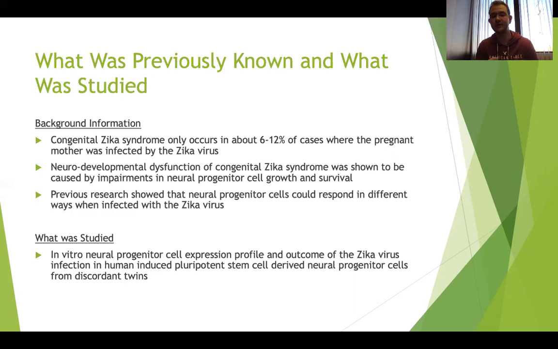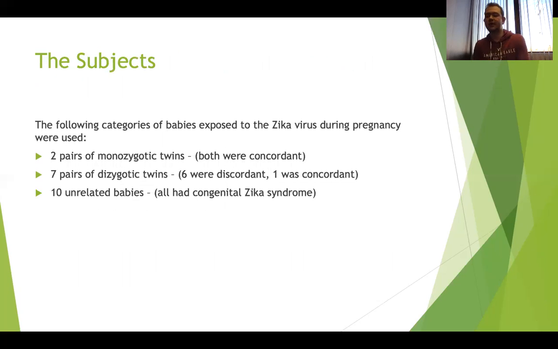So to achieve this, the study looked at the in vitro neural progenitor cell expression profile and outcome of the Zika virus infection in human-induced pluripotent stem cell derived neural progenitor cells from the discordant twins. That was a mouthful. All right, so the subjects they used were 2 pairs of monozygotic twins, both of which were concordant. So concordant means that both of them were affected. Then they used 7 pairs of dizygotic twins, 6 of which were discordant, which means that one of them was affected, one of them wasn't. And one of those 7 was concordant. And then they also used 10 unrelated babies that all had the condition.